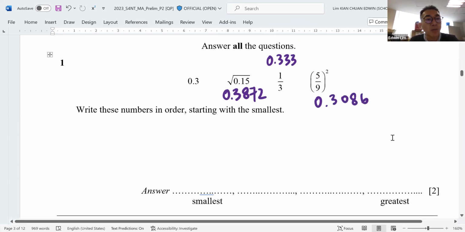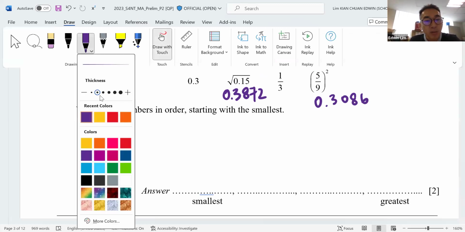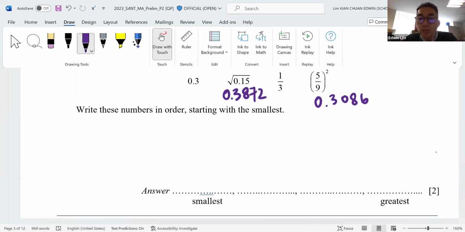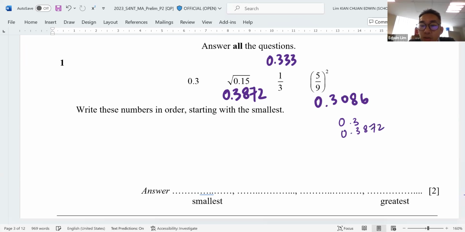Okay, it depends on how you want to compare it. All right, some students have different ways of comparing. I'll just show you how they do it. Some of them want to actually write down everything together. So 0.3, 0.3872. Next one is 0.333. And lastly, 0.3086. All right, based on what I have, I hope you realize the smallest is this number, 0.3.